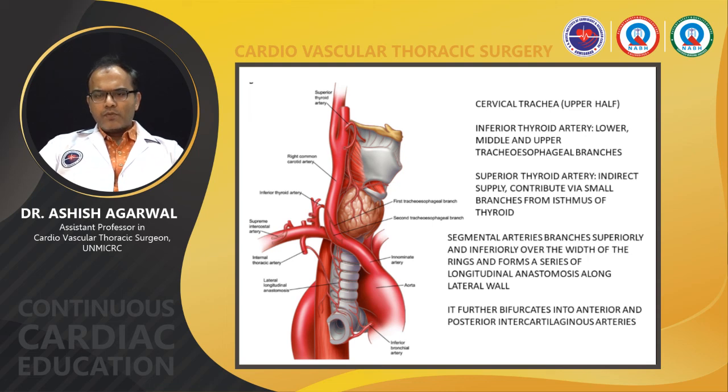Segmental arteries branch superiorly and inferiorly over the width of the tracheal ring and form a series of longitudinal anastomoses along the lateral wall. They further bifurcate into anterior and posterior intercartilaginous arteries when they enter the tracheal intercartilaginous space. Anterior intercartilaginous arteries anastomose with their contralateral counterpart, and the posterior ones anastomose with the primary esophageal arteries. This segmental arrangement limits the circumferential dissection of the trachea.